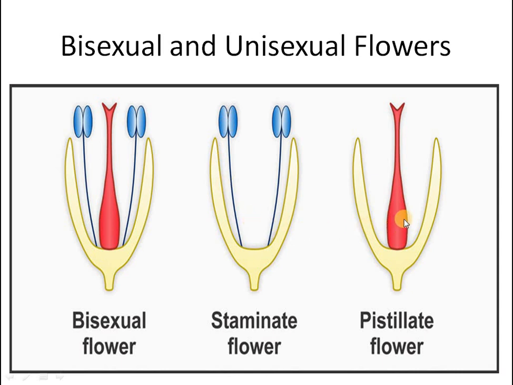On the other hand, here the anther and filament are missing, so it contains only the female reproductive organ, consisting of stigma, style and ovary. So it is also a unisexual flower.